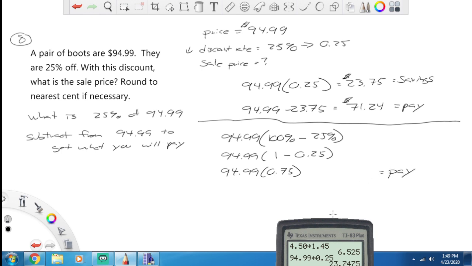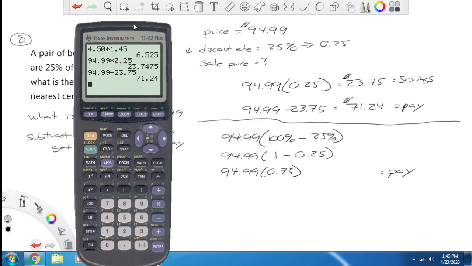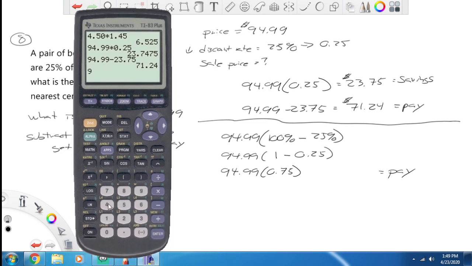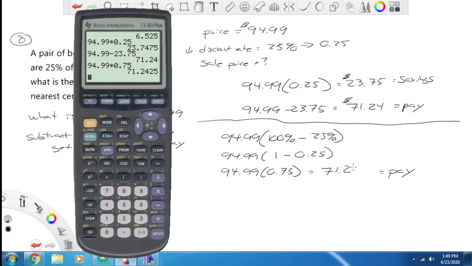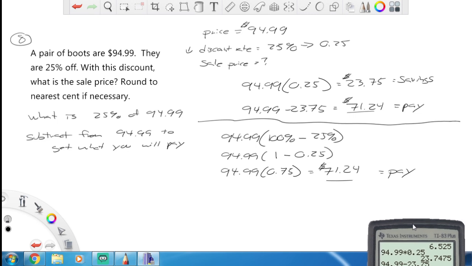This is going to give you how much you pay for it. It's not going to give you your discount. It's going to tell you straight up how much you pay for it. And we can check that on the calculator too to make sure it's the same thing. 94.99 times 0.75. And there's your 71.24. So you'll note you're still paying the same amount for it. But either way you want to do it, it's fine. You're getting the sales price for it.